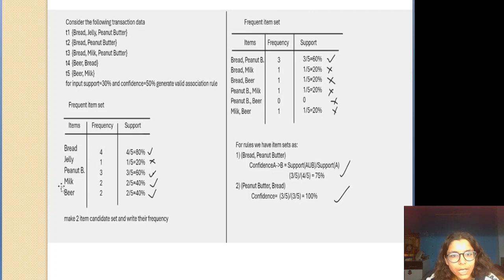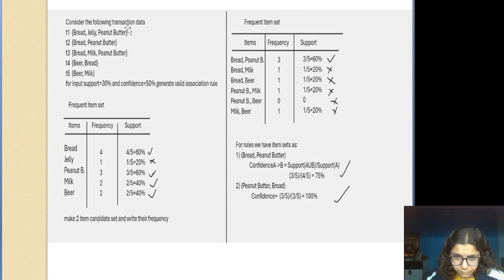Then we have peanut butter. How are we getting our support values of 80%, 20%, 60%? It comes with the formula of support. Peanut butter came three times in the transactions, in T1, T2, and T3. So 3 by 5, because 5 is the total number of transactions, is 60%. Milk came two times, in T3 and T5. So 2 by 5, 40%. And beer again in T4 and T5. So these are the frequencies for all the item sets.